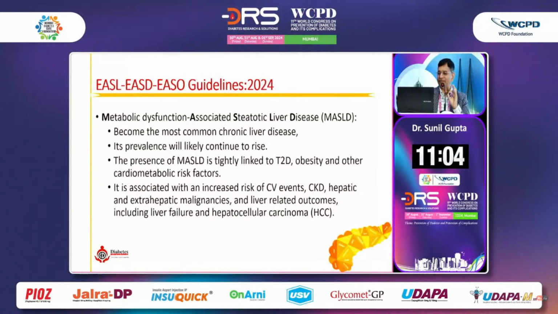It has become the most common disorder. Prevalence is as high as 30 to 60%. It is tightly linked with type 2 diabetes, obesity, and cardiometabolic risk factors. It is associated with increased risk of cardiovascular events, CKD, hepatic and extrahepatic malignancies, and liver-related outcomes, especially liver failure and hepatocellular carcinoma. So these are the concerns.